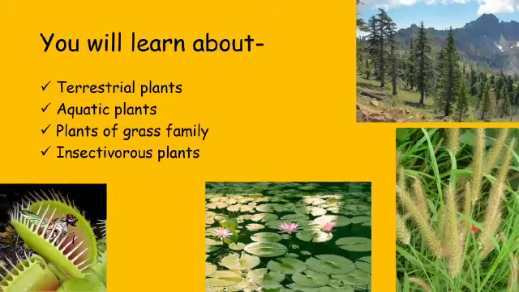You know, children, the food which we eat basically comes from grass family. These are called cereal grains. Example, wheat, barley, corn, oat. And the next one is insectivorous plants. Children, these are those plants which are able to catch and digest insects. Yes, children, they are insect-eating plants, and they are known as insectivorous plants.